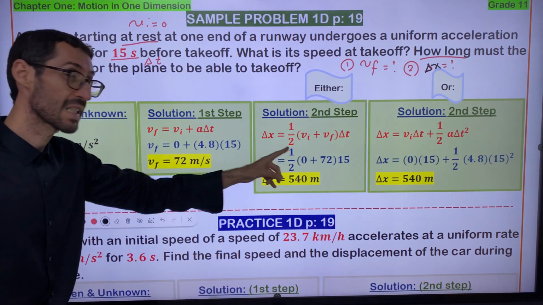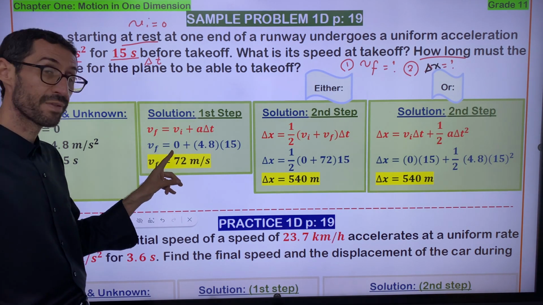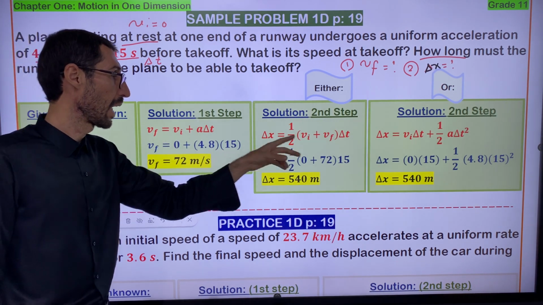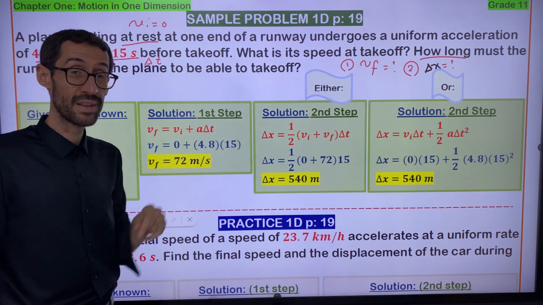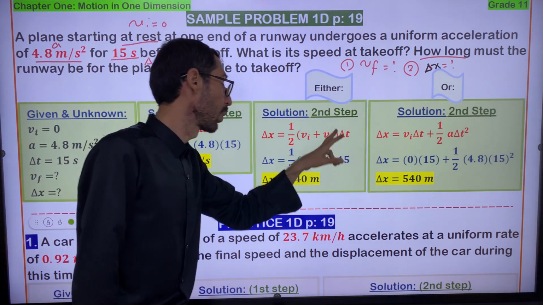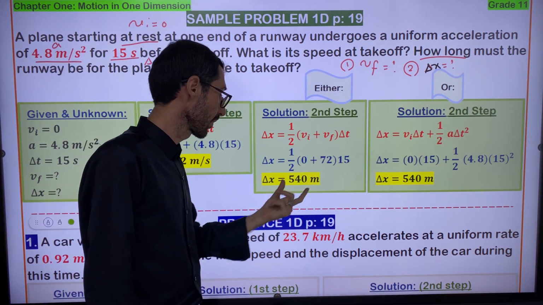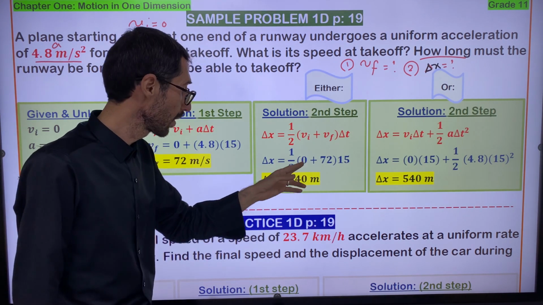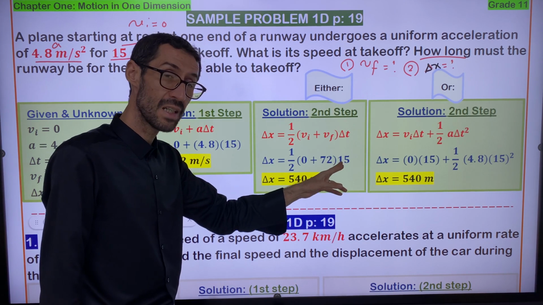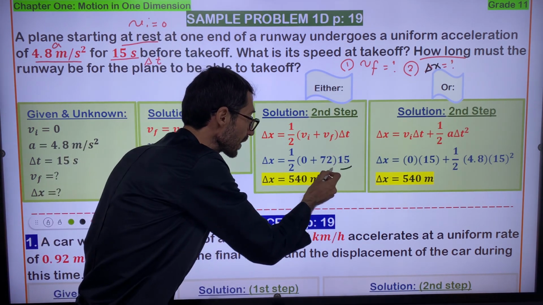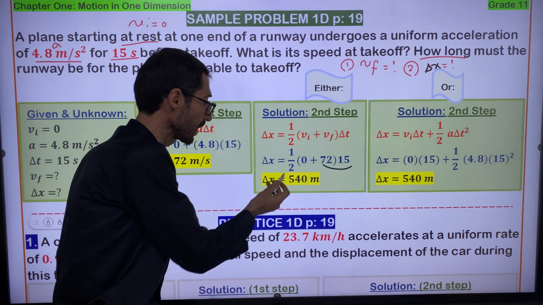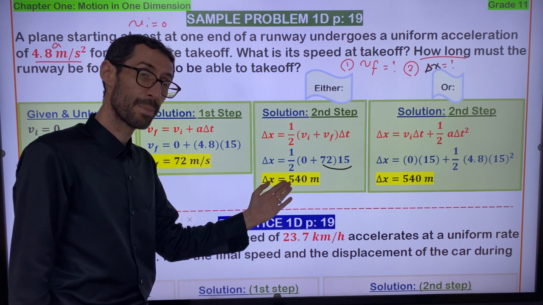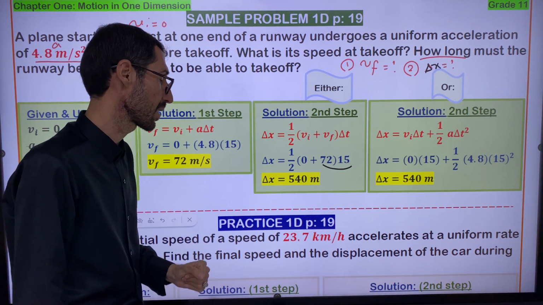This number 72, we've already solved it in the first step because we haven't had it within the question. Multiply by 15, so 72 plus 0 becomes 72 times 15. I want you to multiply these numbers together, and after that, divide it by 2 to get this number, 540 meters.